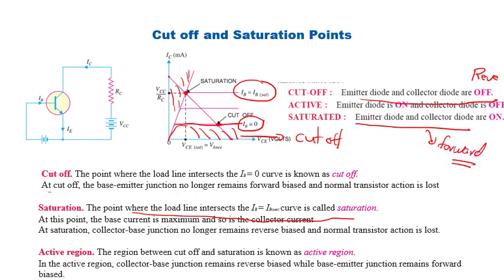For proper operation of a transistor, you must operate it within this region, which is called the active region. In the active region, the emitter diode is forward biased and the collector junction is reverse biased. So there are three regions. All the region below the IB equal to 0 curve is the cutoff region, the region above the saturation value of IB is the saturation region, and the region where the operating point lies at the midpoint of the output characteristics curve is called the active region.